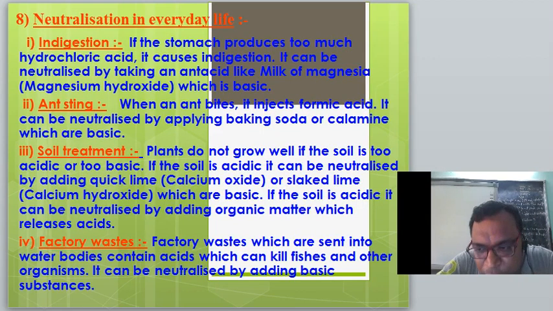Now come to this point: where do we feel neutralization in our everyday life? First of all, you must have felt in every house, that is indigestion. What do you mean by indigestion? You must have heard from your elders, fathers, grandfathers, that today I have taken a lot of food, today I have eaten oily food, so the food is not being properly digested, I am feeling acidic. Sometimes they feel a kind of pain in their stomach.